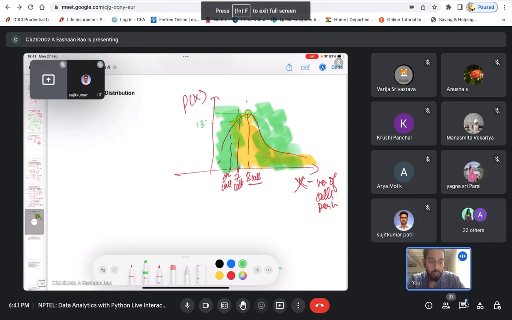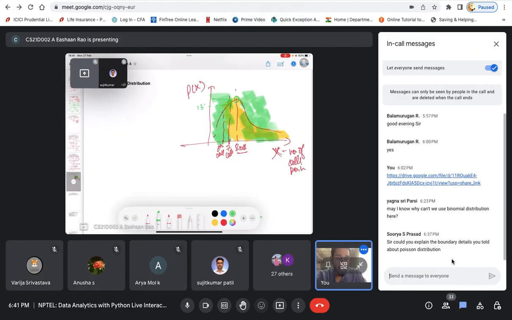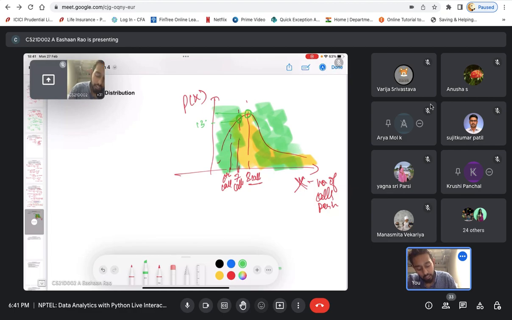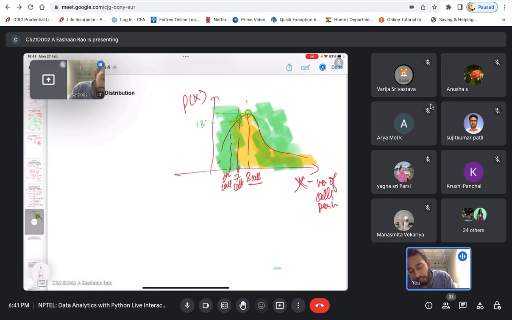Okay, I think someone has a question as well. Could you explain the boundary details about Poisson distribution? Okay. What happens in a typical binomial distribution is that in the binomial distribution questions that you followed, there is a specific set of trials. So it has a boundary condition that it happens only that number of trials, not more, not less. And in that we try to find the probability of different events that might happen based on the outcomes we receive.